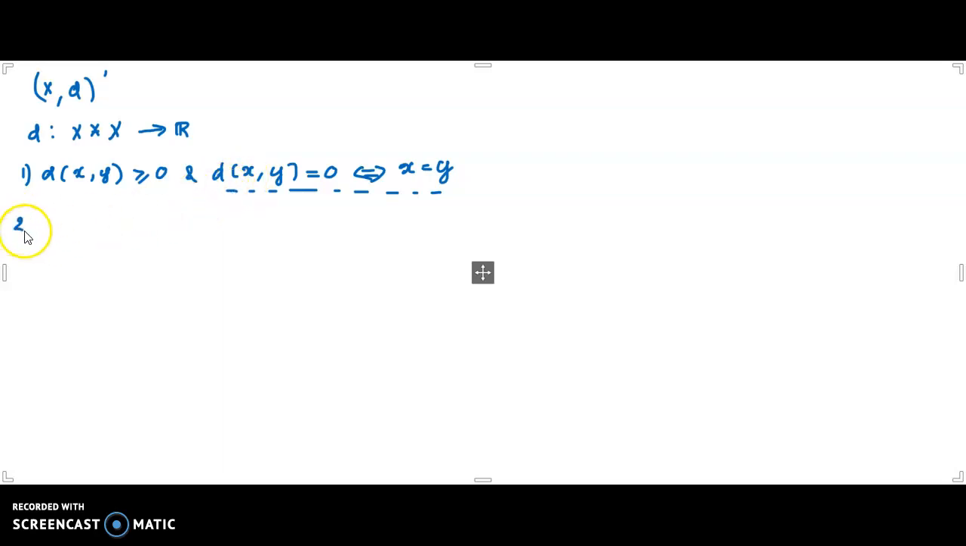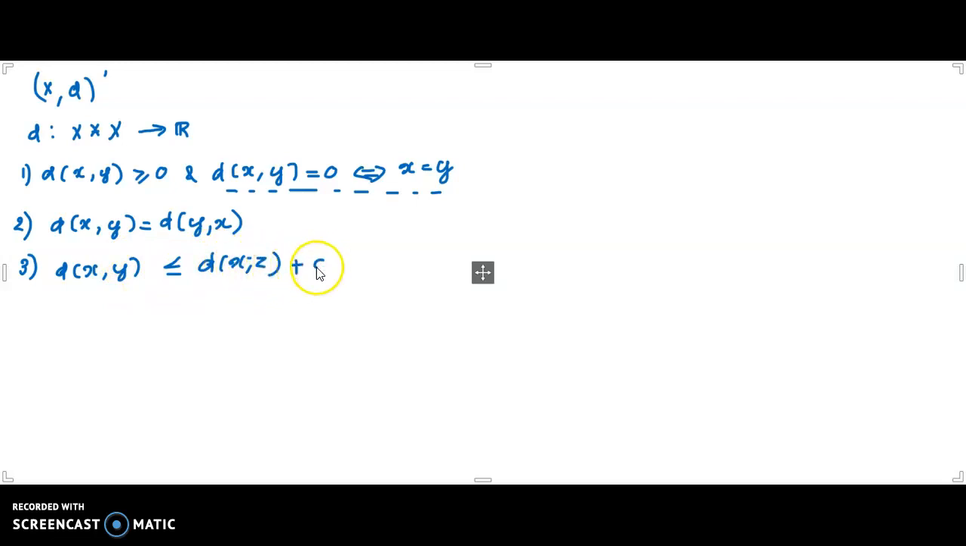Now the second condition is d(x, y) equal to d(y, x). We can write the points as ordered pairs, or sometimes there is no comma notation; within brackets only x and y are written adjacently. Then the third one is called the triangle inequality: d(x, y) less than or equal to d(x, z) plus d(z, y), for all x, y, z elements of X.